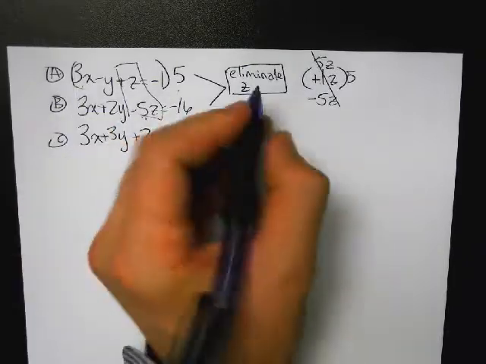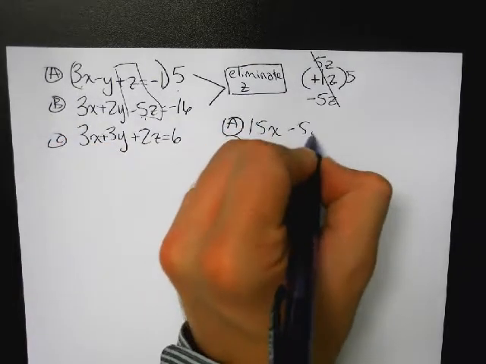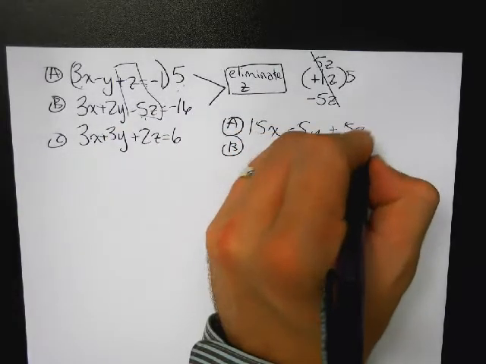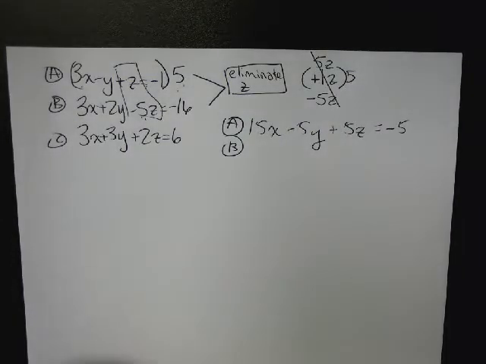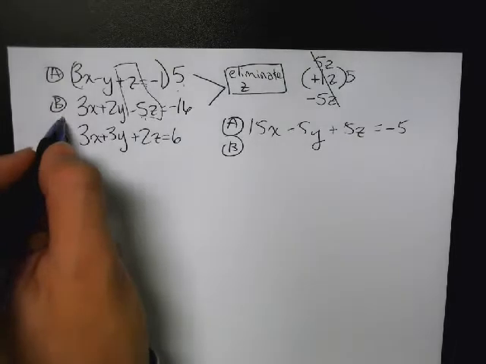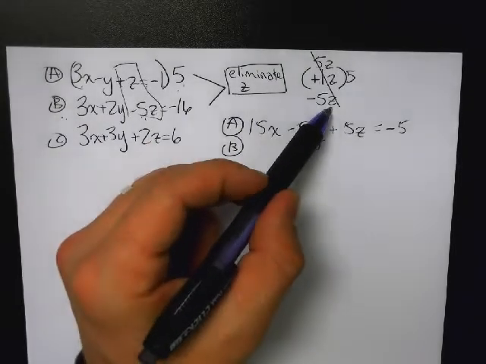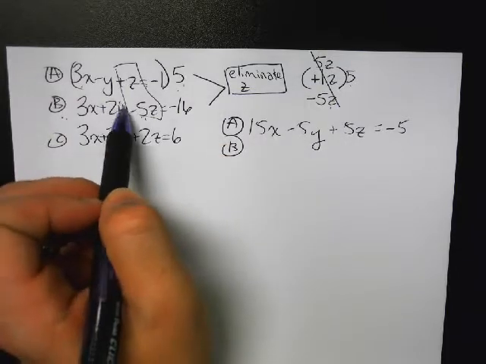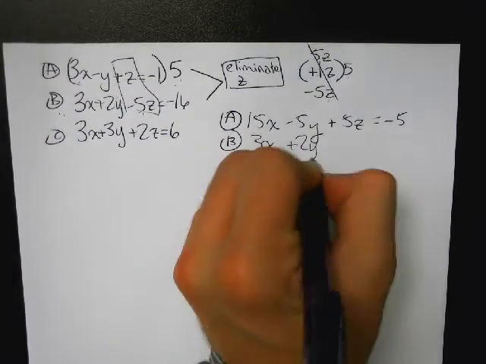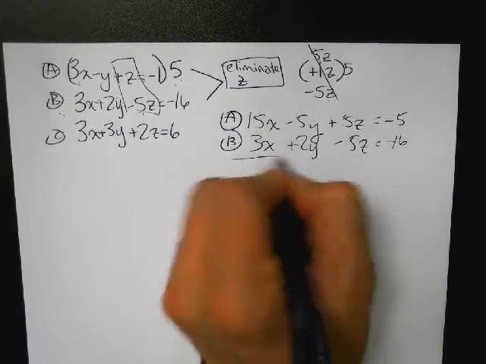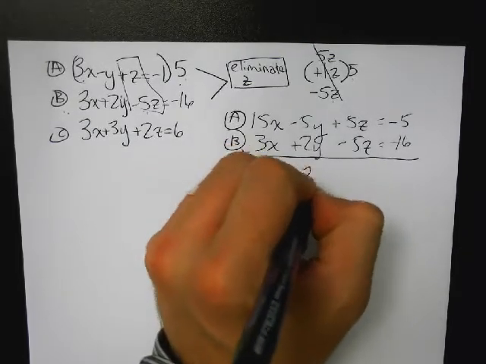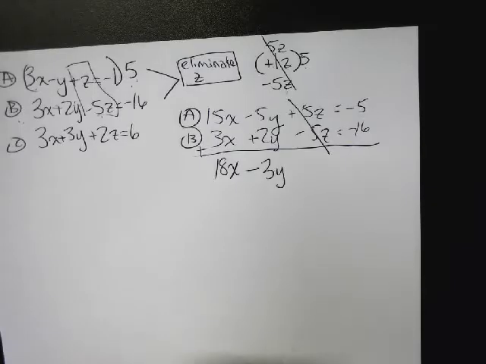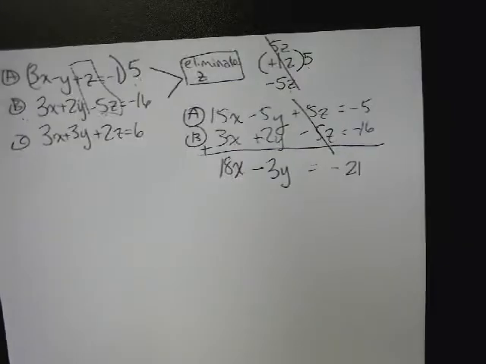There we go. I'm going to rewrite my A and B over here. 5 times 3x is 15x. 5 times negative y is negative 5y. 5 times z is 5z. And then 5 times negative 1 is negative 5. The next one, remember, you don't have to actually do anything to B down here because we kept it the same. The only one that we changed was A. So we're just going to copy down B. 3x plus 2y minus 5z is negative 16. When we add up these equations, you've got 18x, negative 3y, your z will go to 0, and you're left with negative 21.